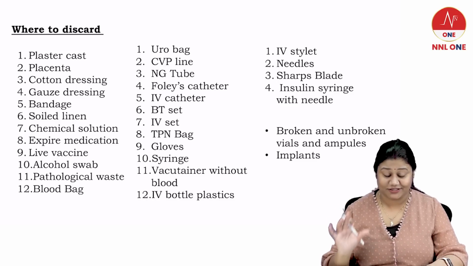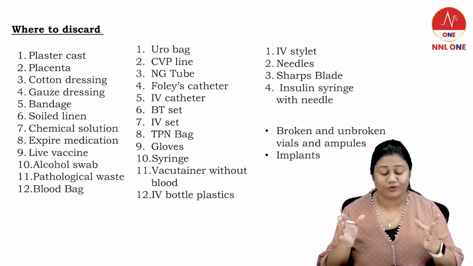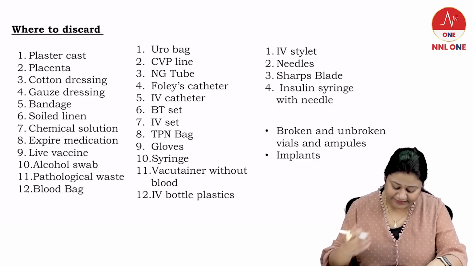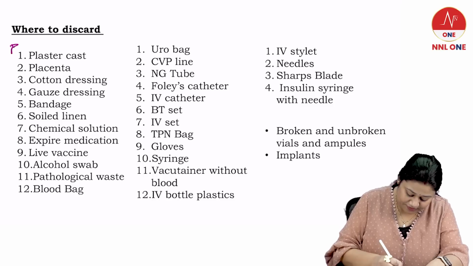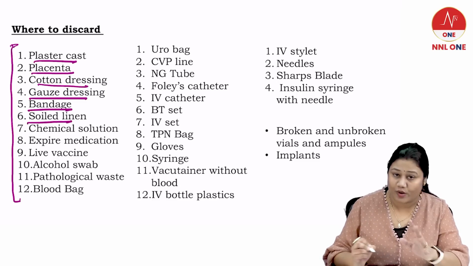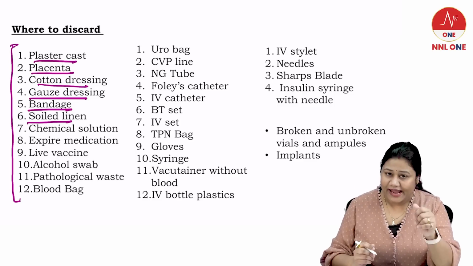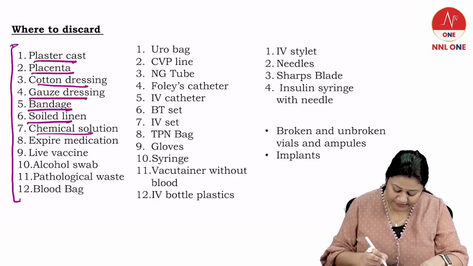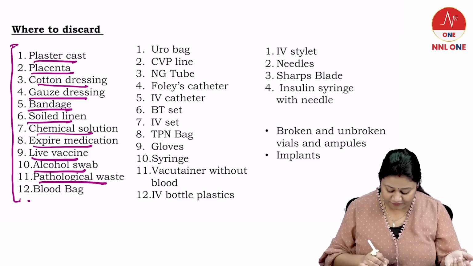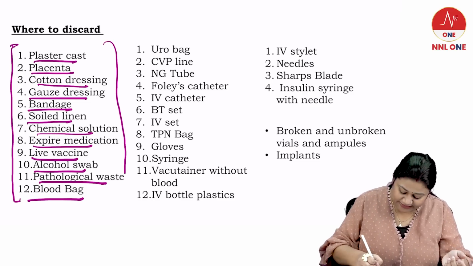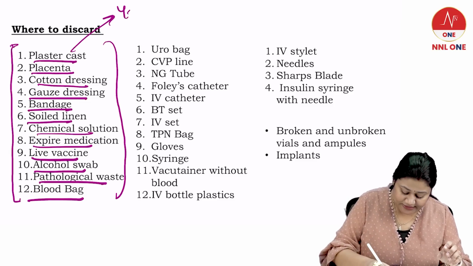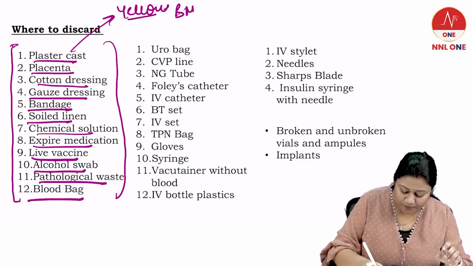Chaliye, we have a list of the items that we usually use in our day-to-day nursing practice in the healthcare setting. Let us quickly revise where to discard. Remember these points: plaster cast, placenta, cotton dressing, gauze, bandage, soiled linen, meaning bed sheet, mattress, any form of linen or clothing, chemical solution, expired medication, live vaccine, alcohol swab, pathological waste, and blood bag. These are the most common ones that I have selected here on my screen, which you can see in the yellow biomedical waste bag.